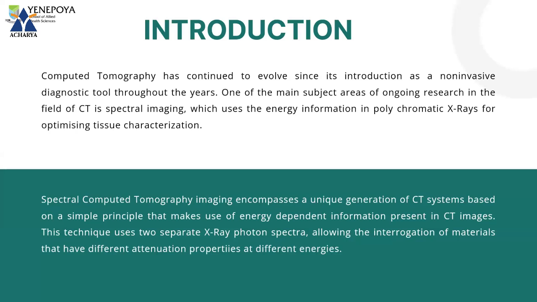Spectral computed tomography imaging encompasses a unique generation of CT systems based on the simple principle of using the energy-dependent information present in the CT images, which was not available in conventional CT. In this technique, we use two X-ray photon spectra instead of one, as used in conventional CT, which allows us to differentiate between materials which have different attenuation properties at different energies. We will go through it, and I'll try to make you understand as much as possible.